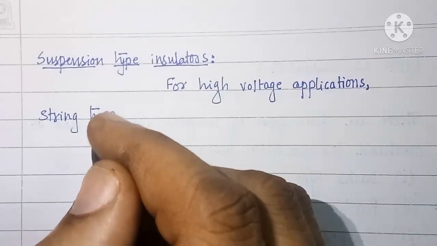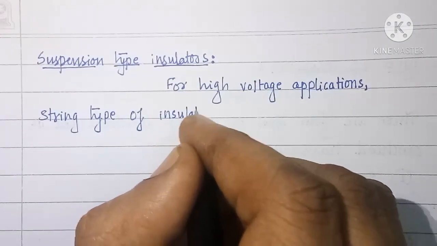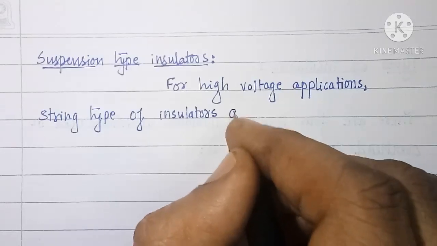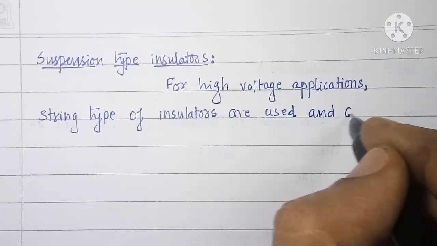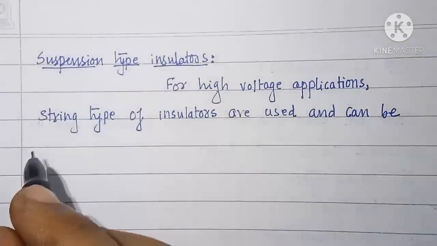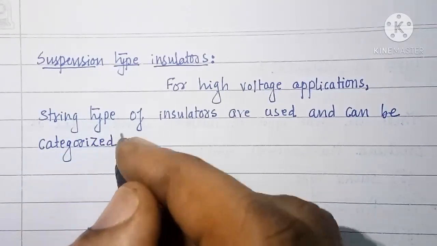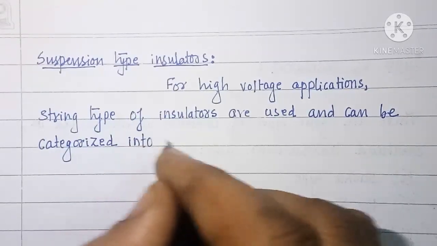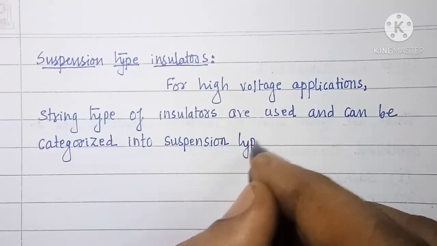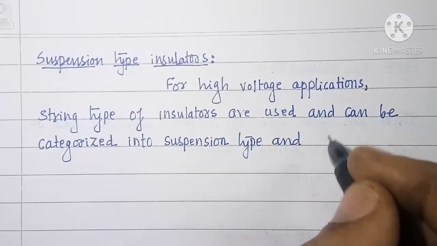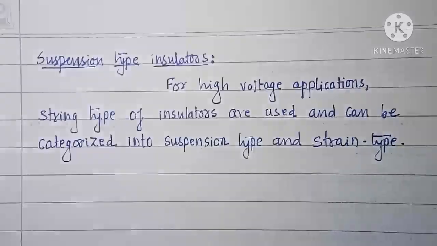For high voltage applications, string type insulators are used, and can be categorized into suspension type and strain type.